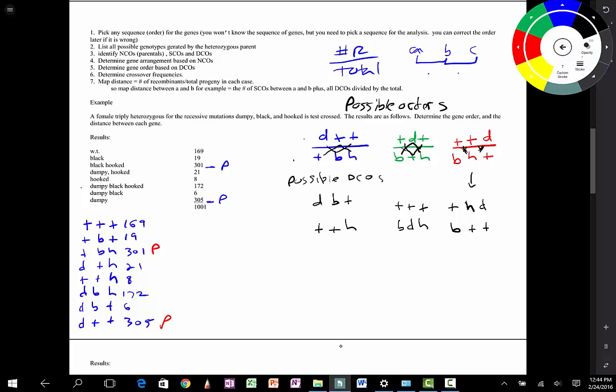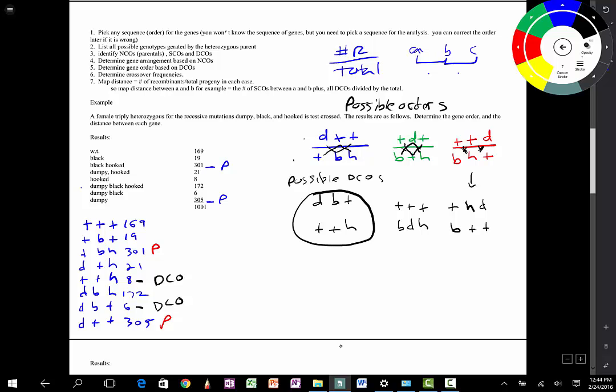So we want to know which of these is right. So we look over to our data, and we look at the ones that are the smallest numbers, and these are going to be our double crossovers. So plus plus H is a double crossover, and D B plus is a double crossover. So plus plus H and D B plus. So these are the correct ones. So that tells us that this was the correct order.